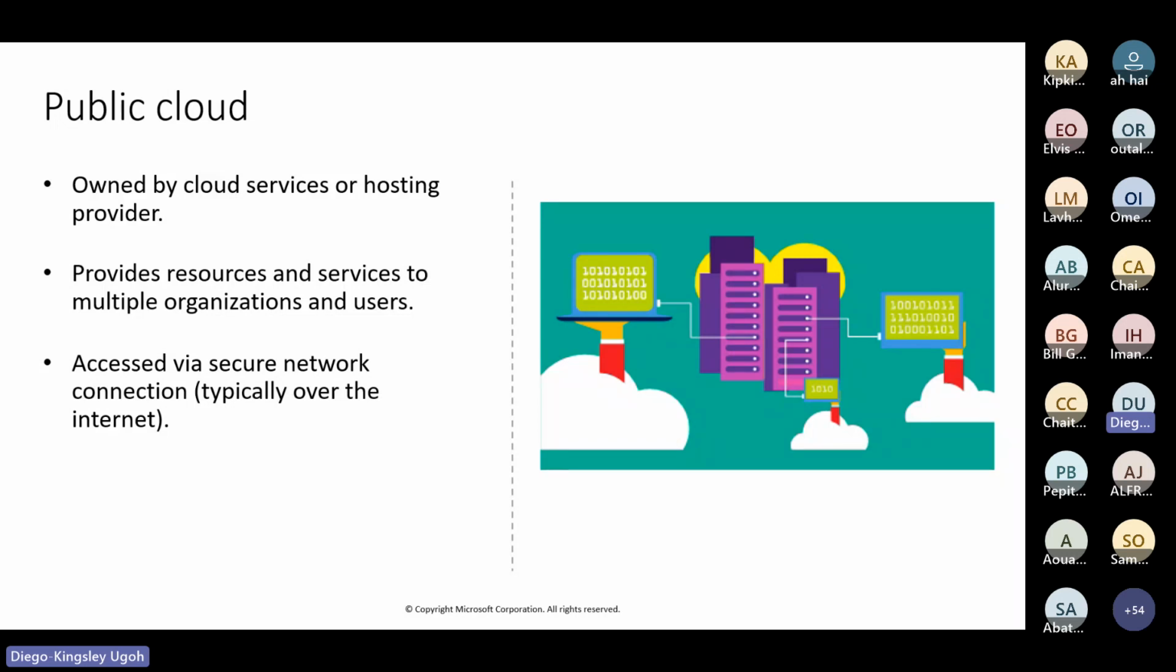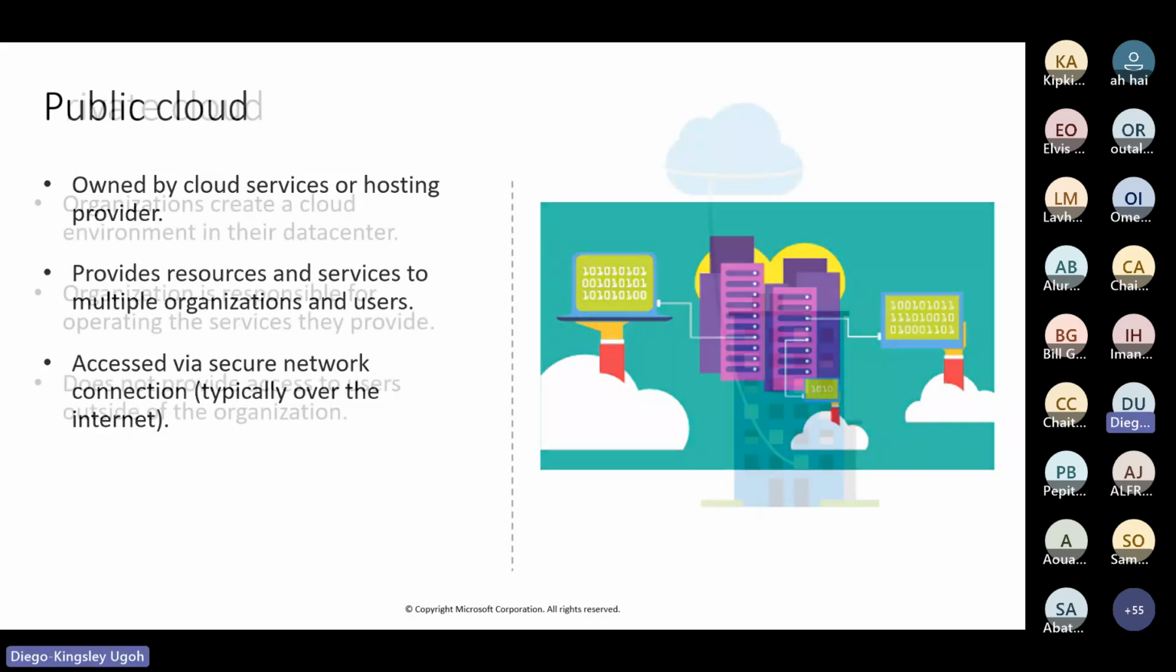So of course, public cloud is hosted over the internet, right? They are owned by cloud services or hosting providers. Microsoft is a hosting provider. Amazon is a hosting provider. Google is a hosting provider for Google Cloud. So that is what the public cloud is.